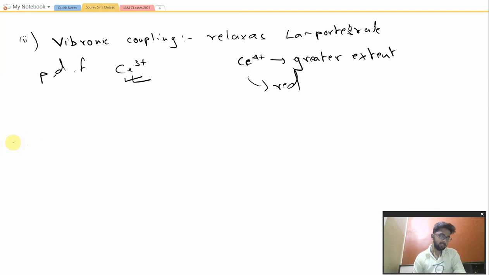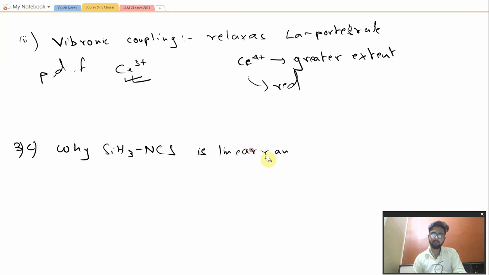The next question is 3C. 3C is an easy question. It asks why SiH3NCS is linear and CH3NCS is non-planar, which is bent. So this was the basic question, and let us write down the answer.